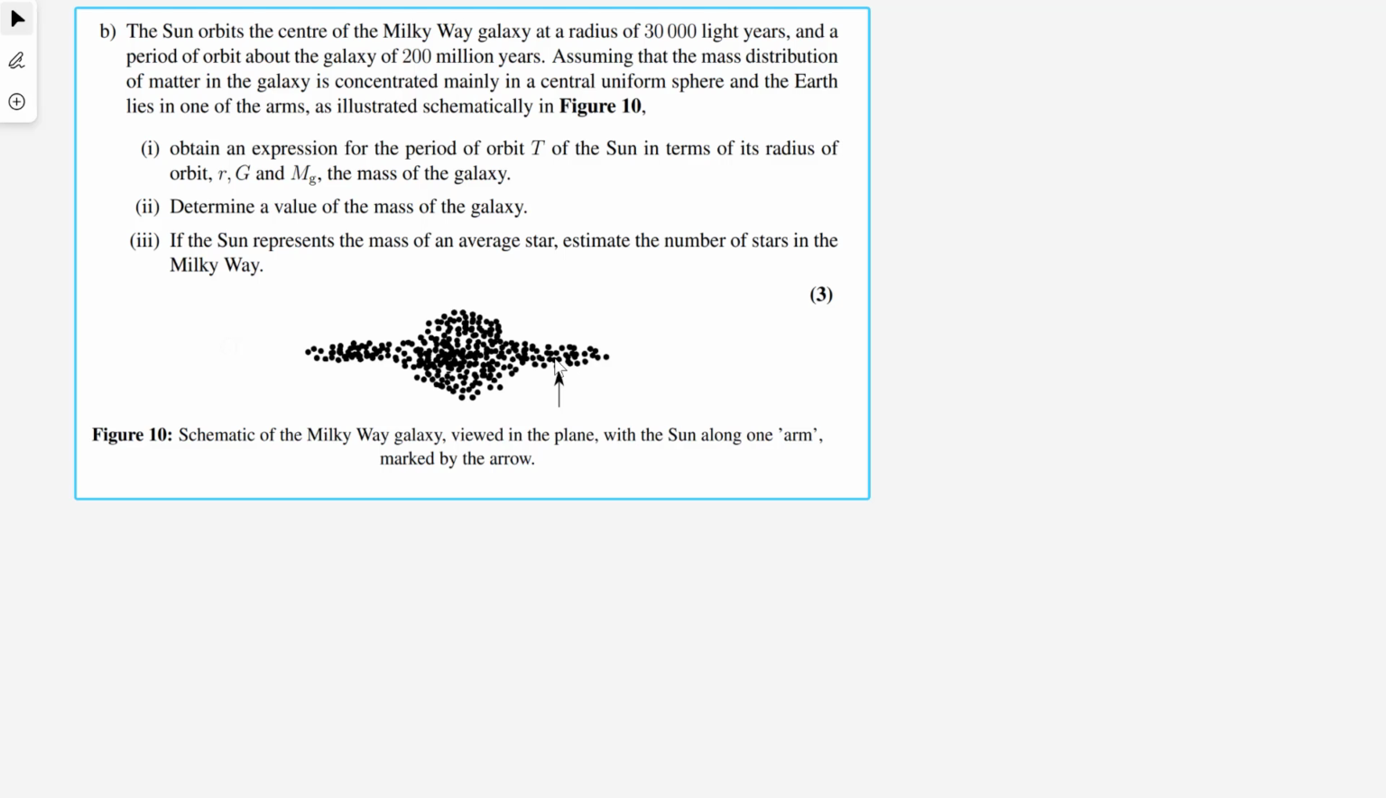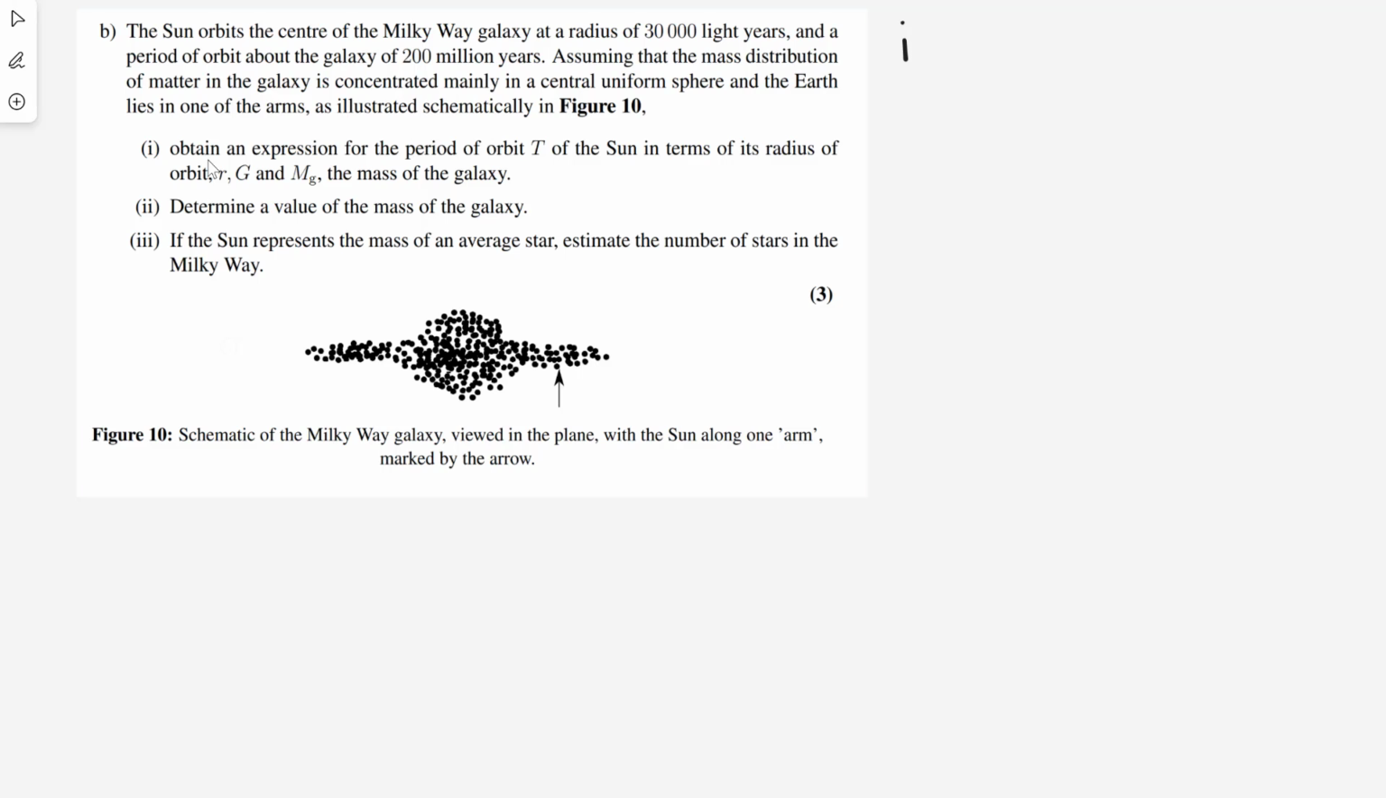Obtain an expression for the period of the orbit T of the Sun in terms of its radius r, g, and Mg, the mass of the galaxy. Well, this is actually just Kepler's third law. Because over here it says to obtain an expression, I'm just going to derive it because I want to make sure that I get absolutely all the marks.